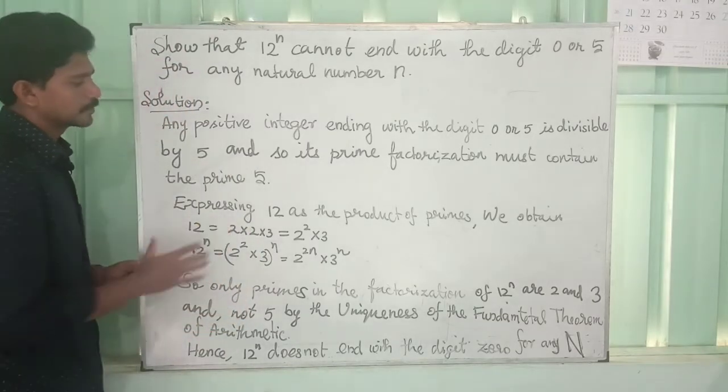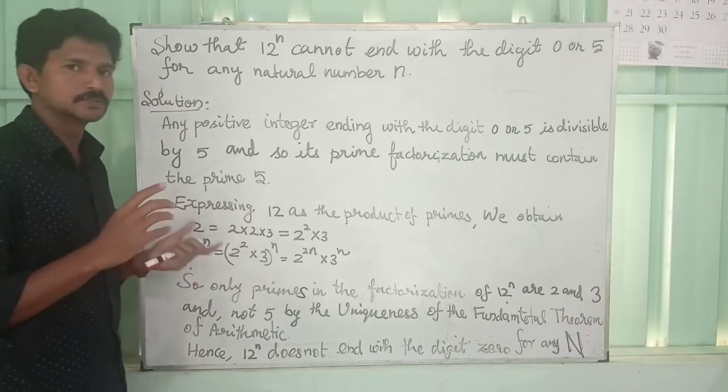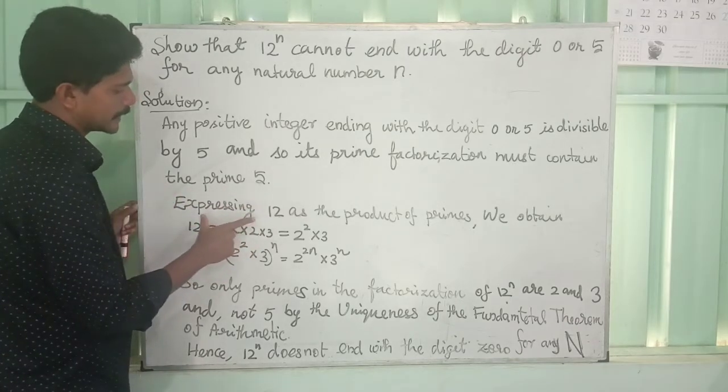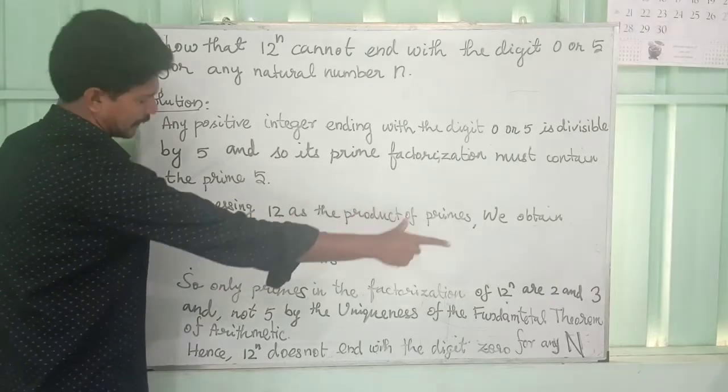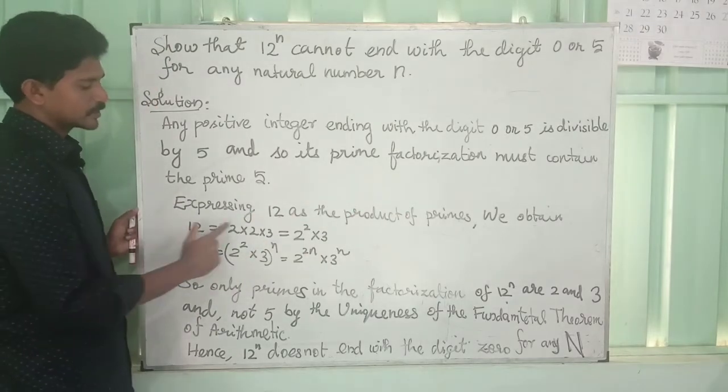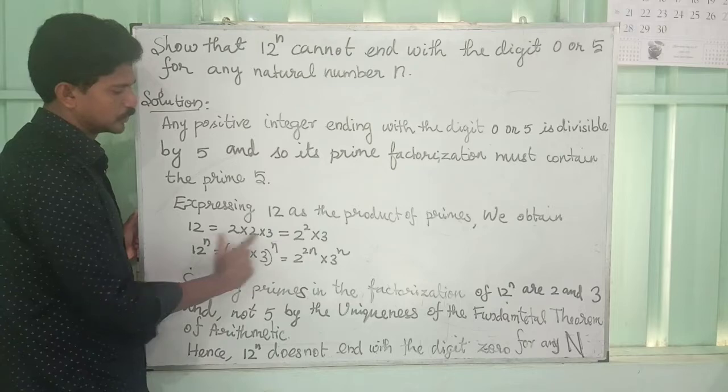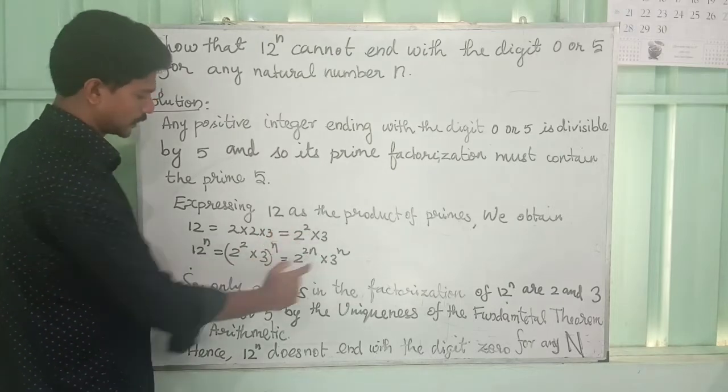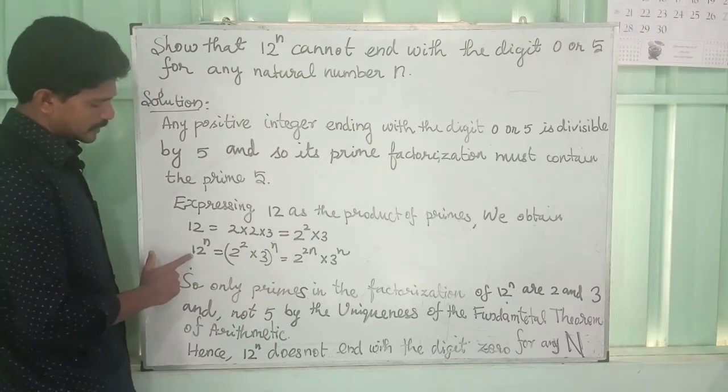So expressing the 12, as we said earlier, we are going to write this 12 as a product of prime factors. So 12 we can write as 2 into 2 into 3, that is 2 squared into 3. So now we are writing 12 raised to power n.